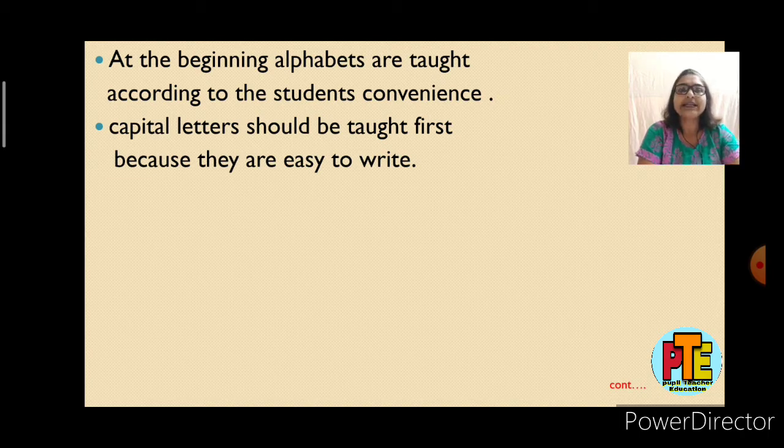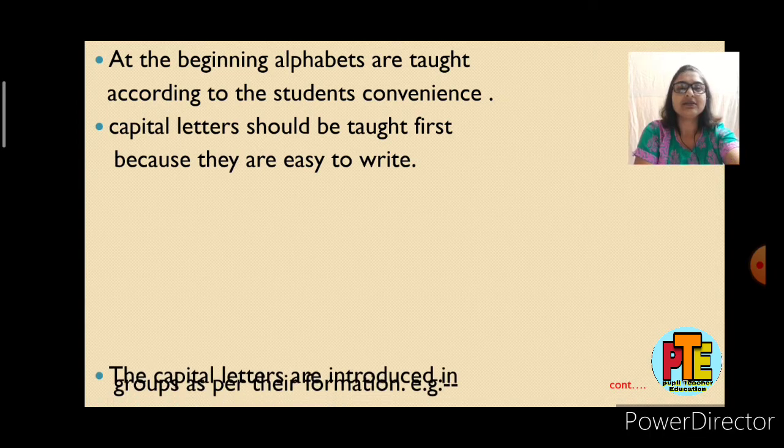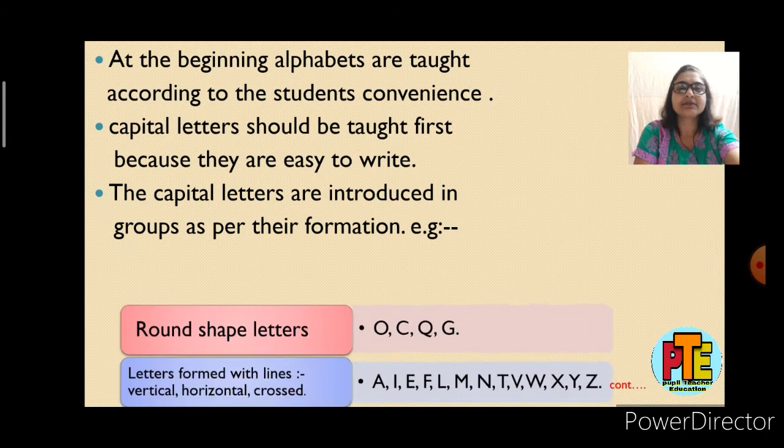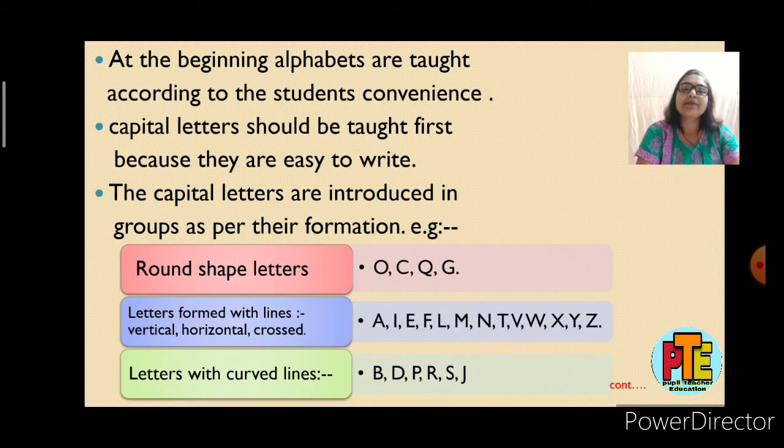So also the teacher can divide the letters in groups like the letters formed with lines, the letters formed with circles and the letters formed with both lines and circles. You can see the table. The round shaped letters are O, C, Q, G and the other letters are formed with lines: vertical lines, horizontal lines and crossed lines. After that, letters with curved lines are B, D, P, R, S, J. If you divide the alphabets in this particular group, the student will find it easy to write letters.